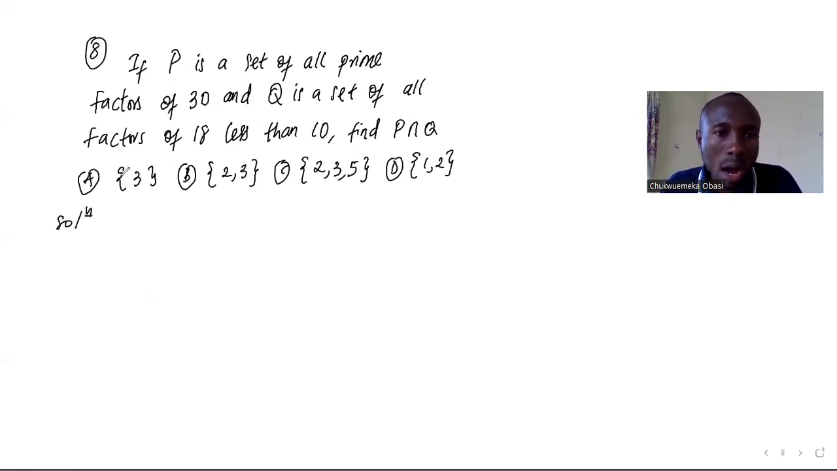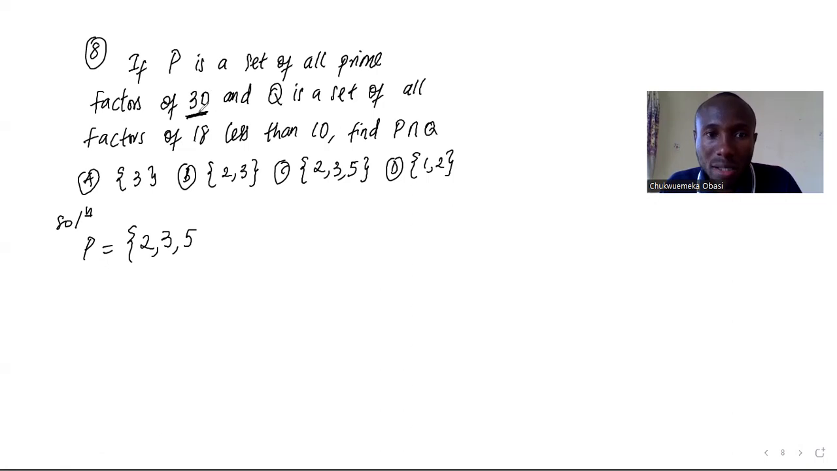All right, let us list out the set P. The set P is the set of all prime factors of 30. Of course, 1 is a factor of 30, but it's not a prime number, so it will not be here. 2 is a factor of 30 and is a prime number, so we put it here. 3 is a factor of 30. In other words, 3 can divide 30, and 3 is still a prime number, so it will be here. 4 cannot divide 30. 5 can divide 30 and is a prime number, so it will be here. 6 can divide 30, but 6 is not a prime number, it cannot be here.